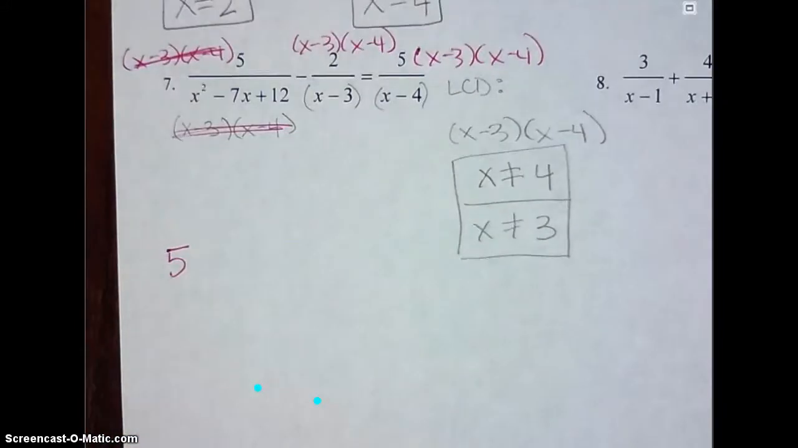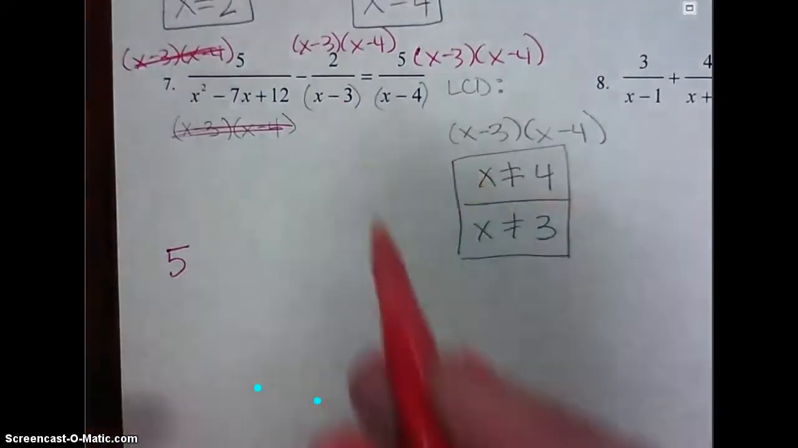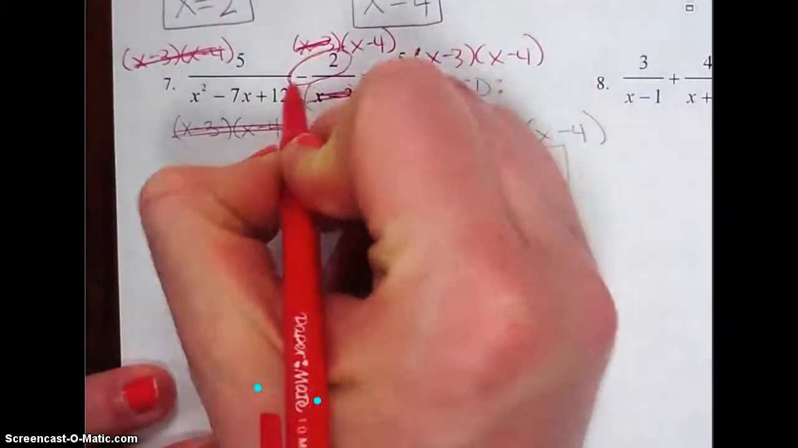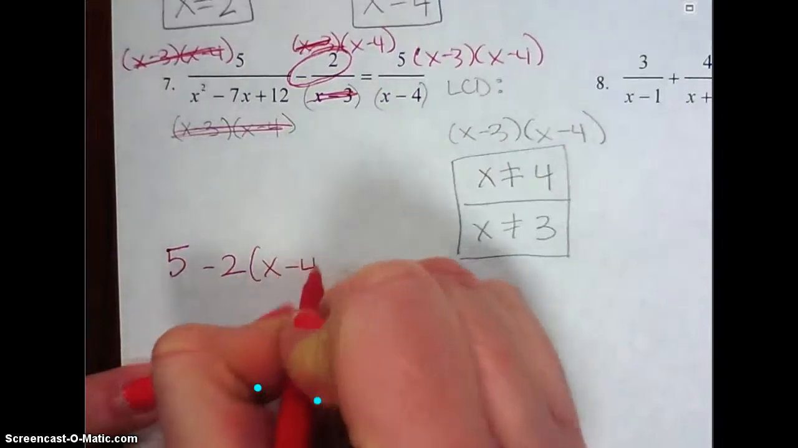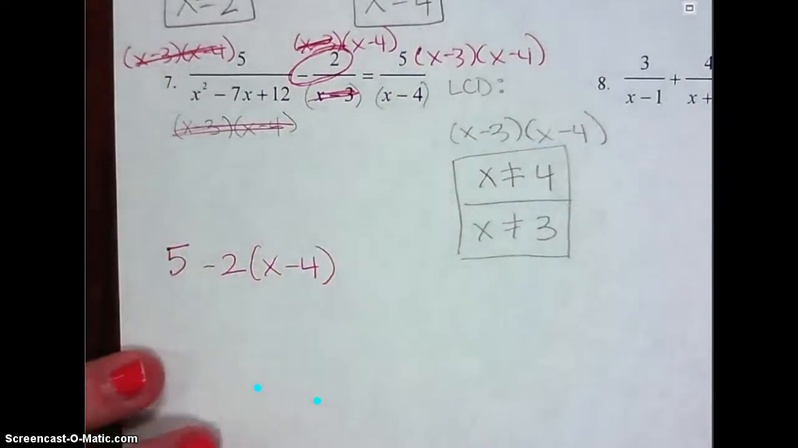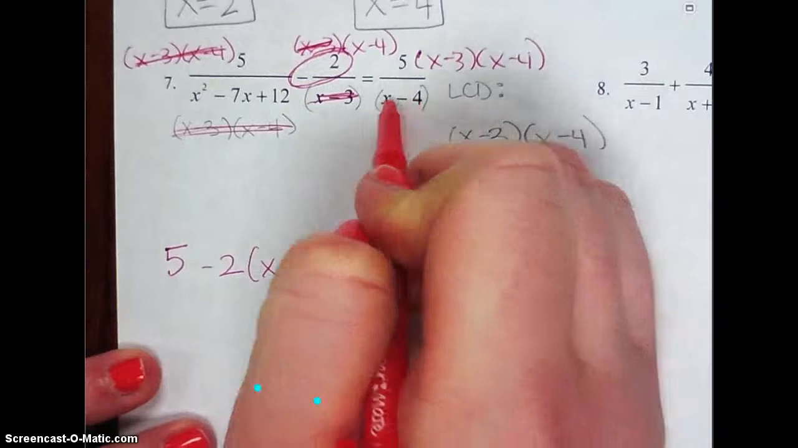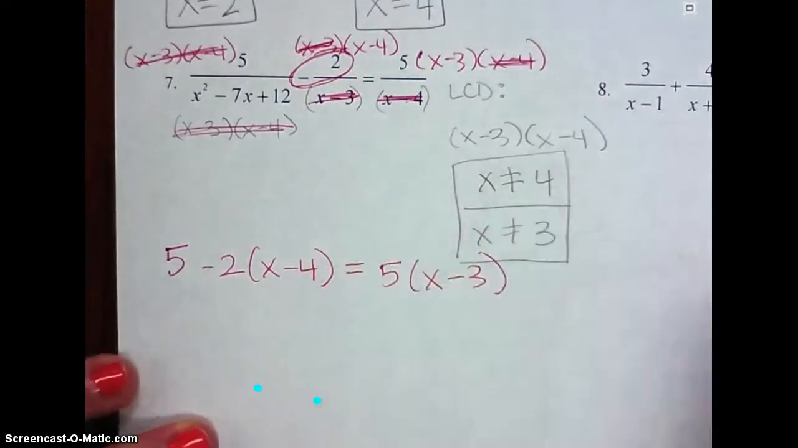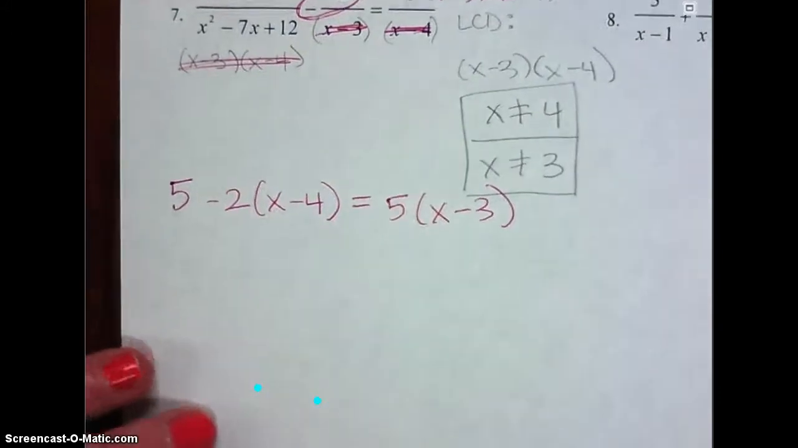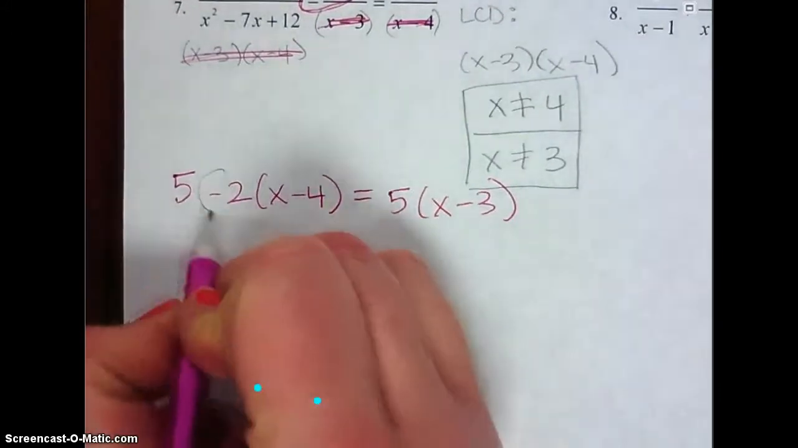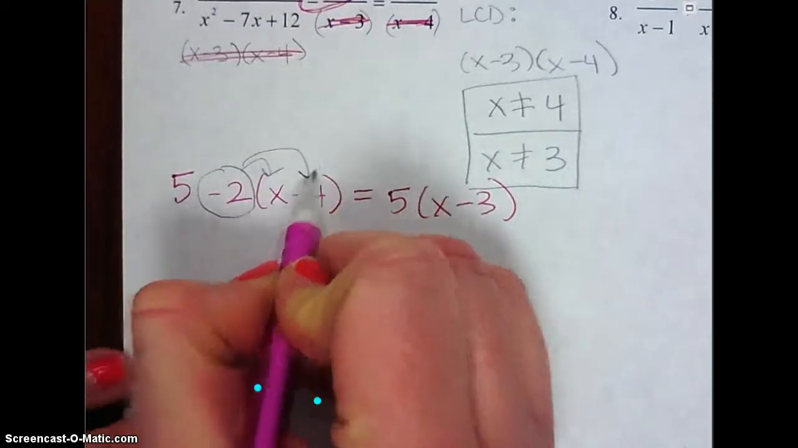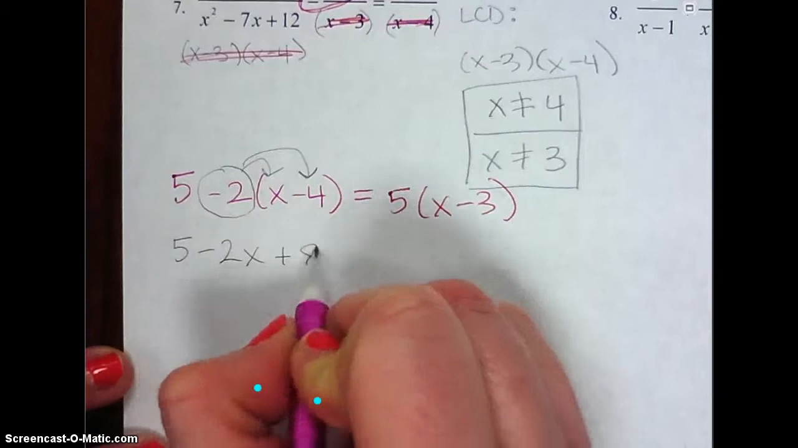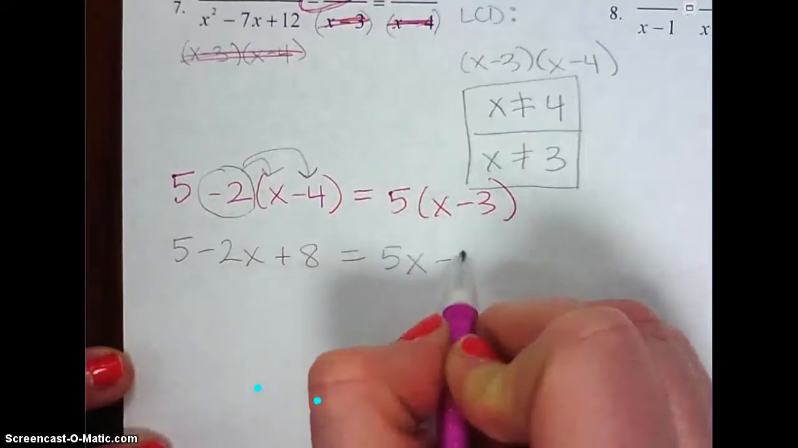What crosses out in the middle one? The X minus 3. So we're left with the minus 2. Be careful with that. Make sure you see that. The minus 2 times X minus 4. And on the far right, what crosses out? X minus 4. So we're left with 5 times X minus 3. So we're going to solve for X. Be extra careful here that you distribute the negative 2, not a positive 2. So 5 minus 2X plus 8 equals 5X minus 15.